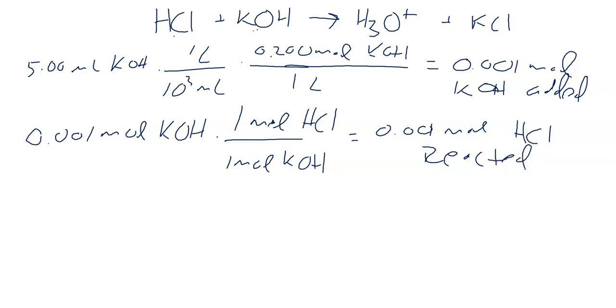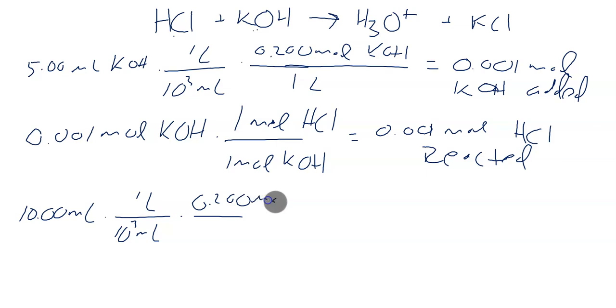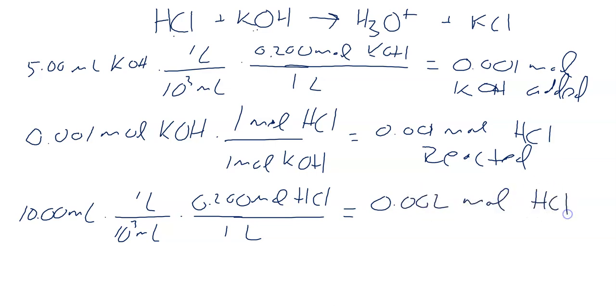Okay, and how much HCl did I have to start with? I had 10 mils. And you convert that to moles as well. It's all about the mole ratio. Moles of HCl for every 1 liter of solution. Excuse me. That ends up being 0.002 moles of HCl initially or originally or to start, whatever you want to call it.